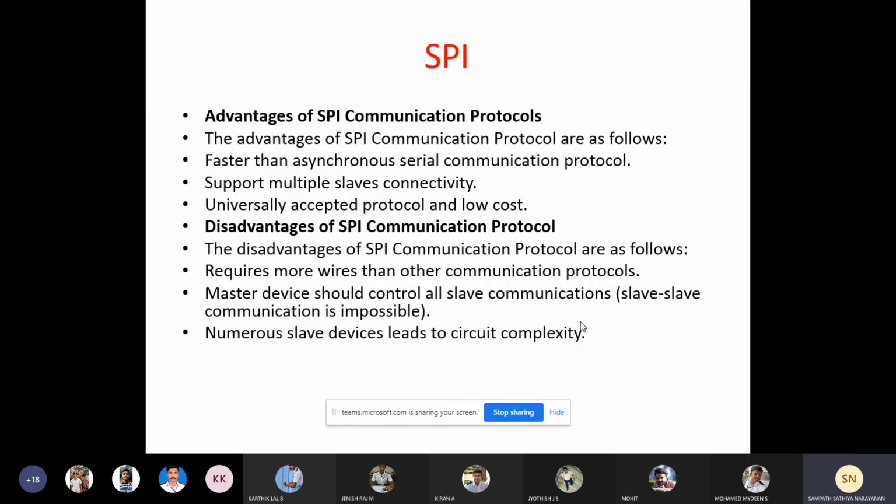The serial peripheral interface will involve more wires than other communication protocols. The master device controlling the slave communications is effective, but slave to slave communication is not possible in the SPI communication protocol. And when there are more slave devices, the circuit complexity will increase.